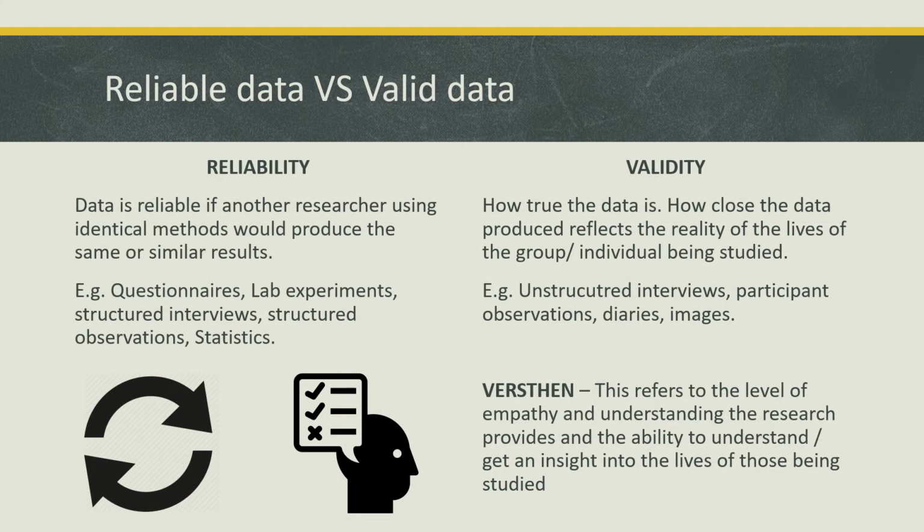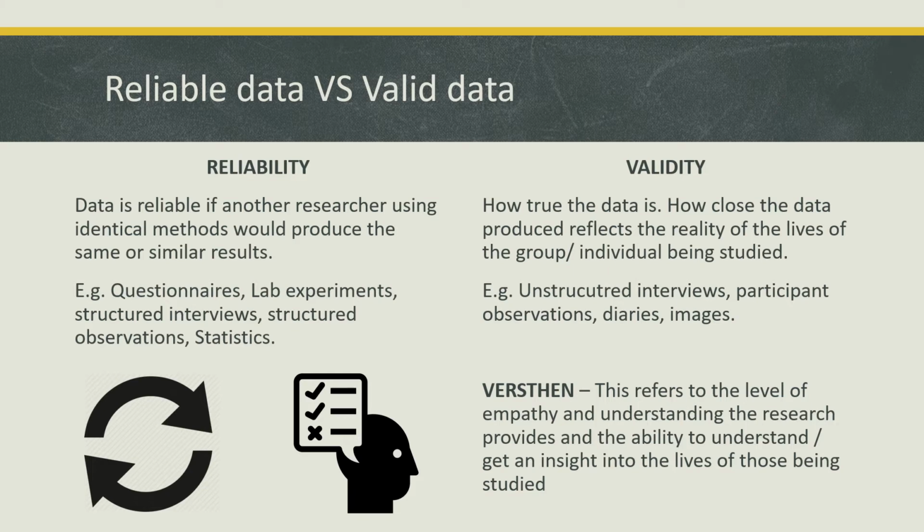Reliability and validity is also a big question. Now, these do tend to link to one another. So quantitative methods are more likely to be reliable. Qualitative methods are more likely to be valid. When it comes to reliability, this means you can repeat it. It's repeatability almost. You can do it over and over again. So questionnaires, lab experiments, structured interviews, structured observations, statistics, they can easily be repeated because they're quite formulaic, they're quite structured, and the results are quite easy to compare because, again, a lot of these methods produce quite quantitative data.